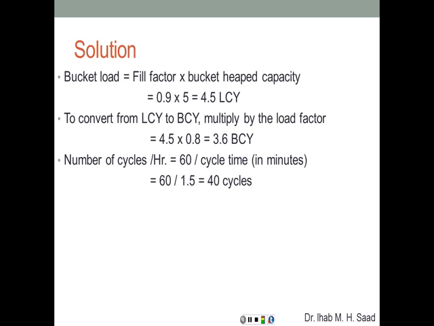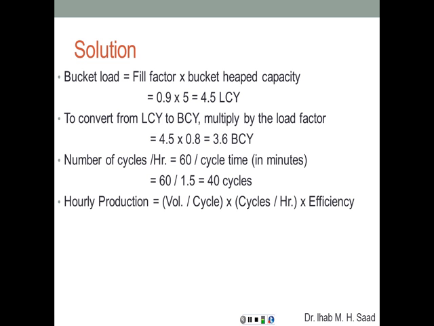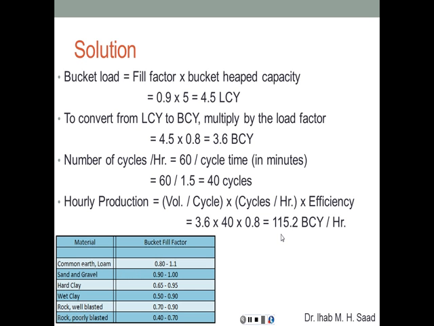But this is not always true. We're going to have to look at the efficiency. The efficiency was given to us as 0.8 or 80%. Therefore, the total hourly production is going to be the volume per cycle times the number of cycles per hour times the efficiency, and that gives a total production of 115.2 bank cubic yards per hour. Again, here's the table that we used to get the factor for the sand.